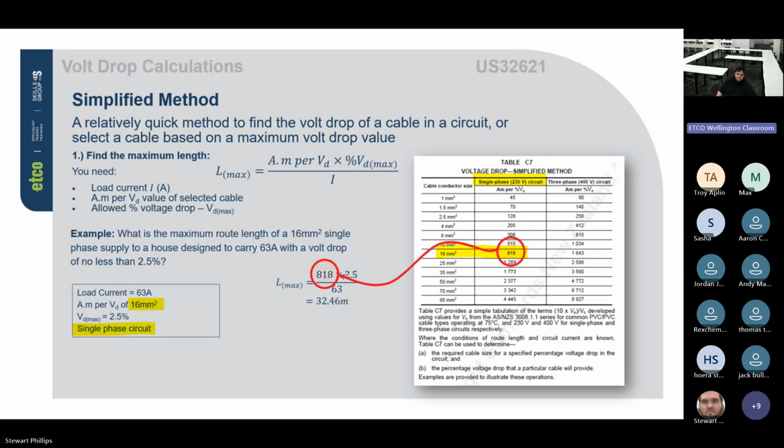Which gives us 32.46 meters, or 32.5 if you want to round up. But more than likely in this, you'll want to round down to 32.4. So that's how long our mains can be without getting that 2.5 volt drop.